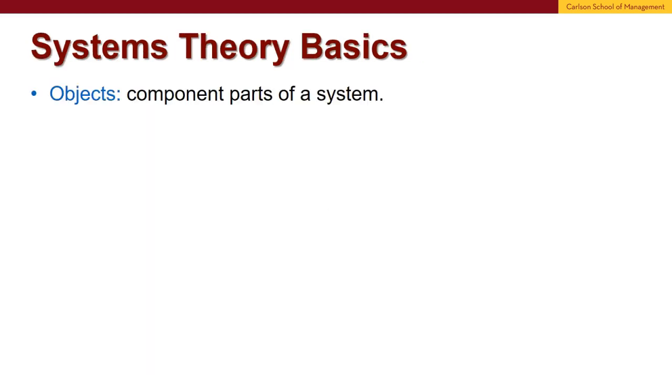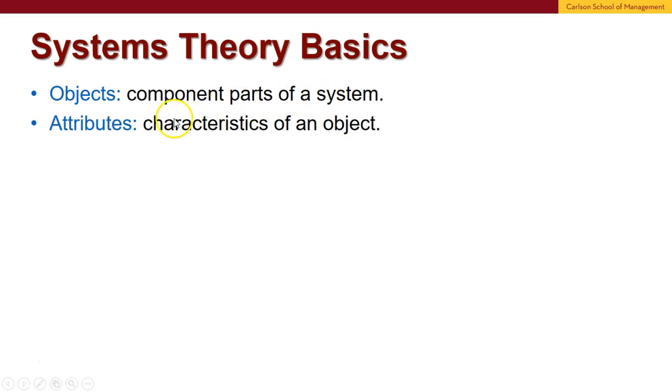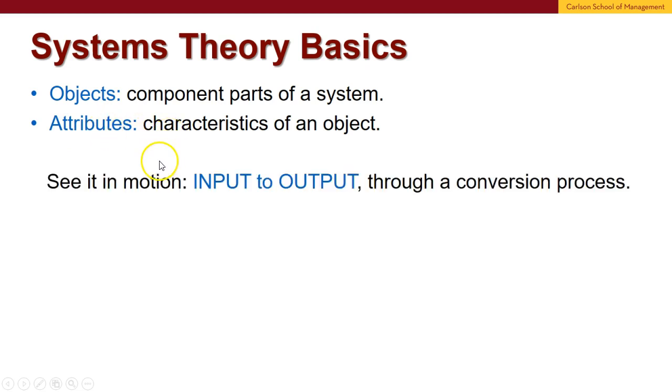So, in terms of systems theory, one thing we want to get straight is a few terms of the road here. One of them is objects, and objects are known as the component parts of a system, really any system, not just information systems. And then there are the attributes, which are the characteristics of that object. A lot of times these things might be drawn up as a function, where the object is the function with the attributes inside of it. So f of x, and then x is your attributes. You see this in motion from an input to output relationship through some sort of a conversion process.